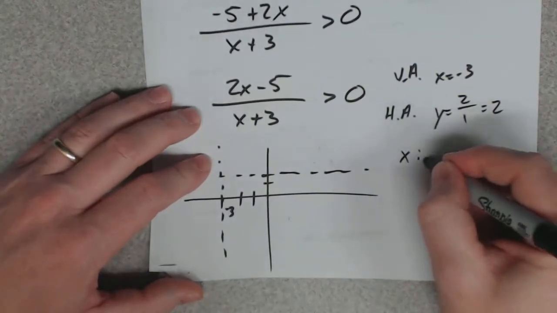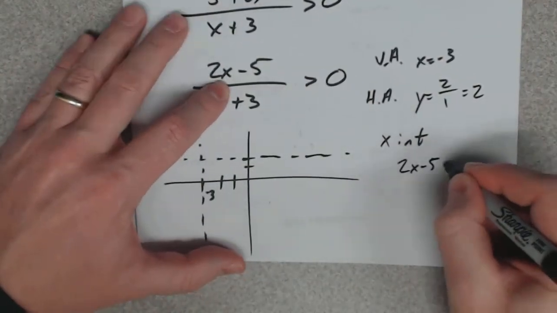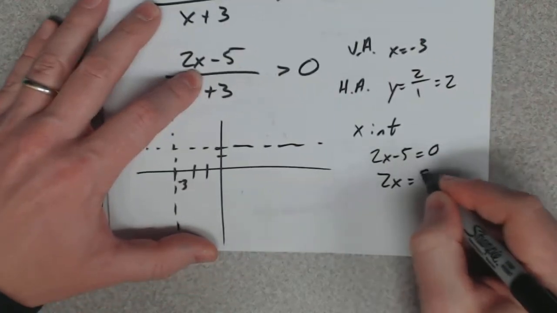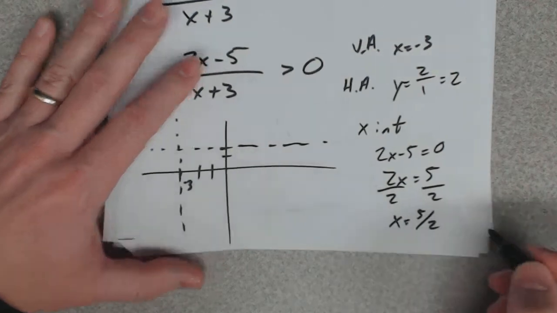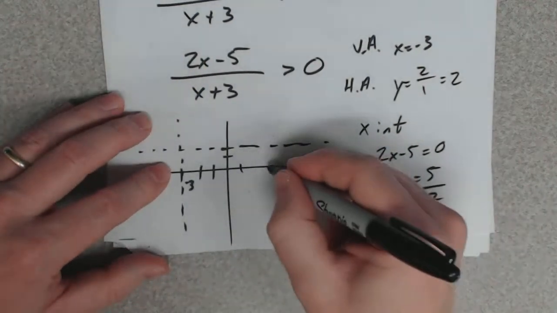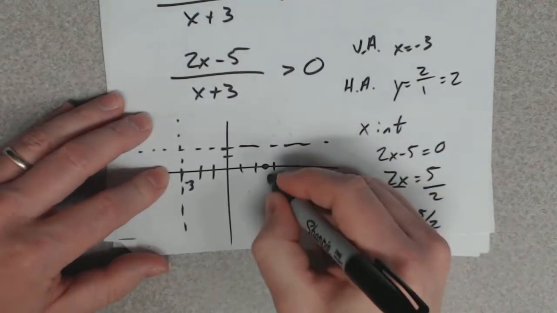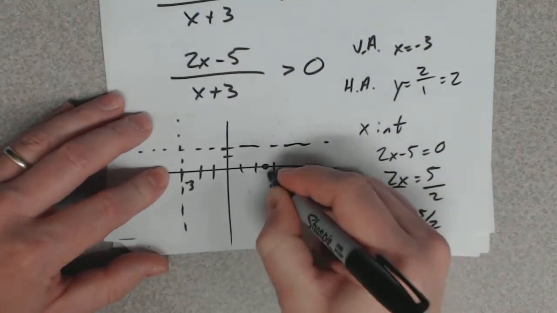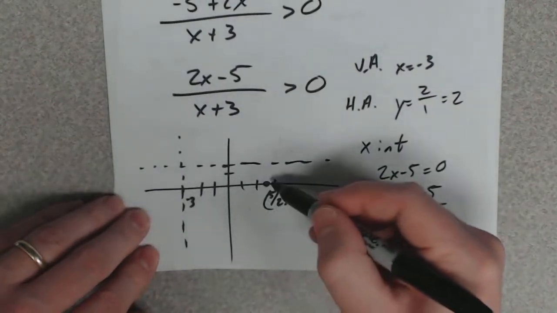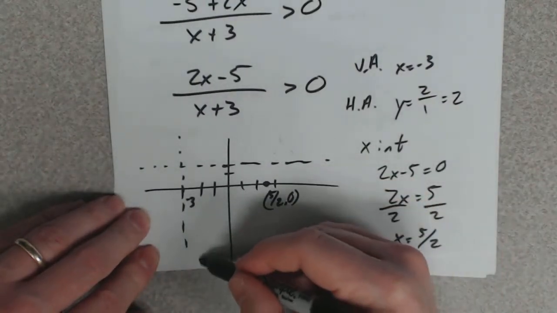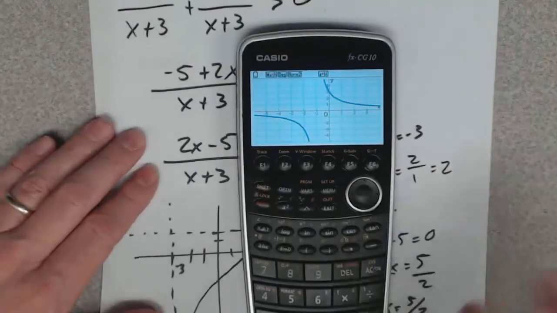Okay, your x-intercepts. Remember, you take the top, set it equal to 0. 2x equals 5, divided by 2. X equals 5 halves. 5 halves is 2.5. Right there. Okay. Now I can graph this, but it has to go through right there, right? Let me graph this, make sure this is right.